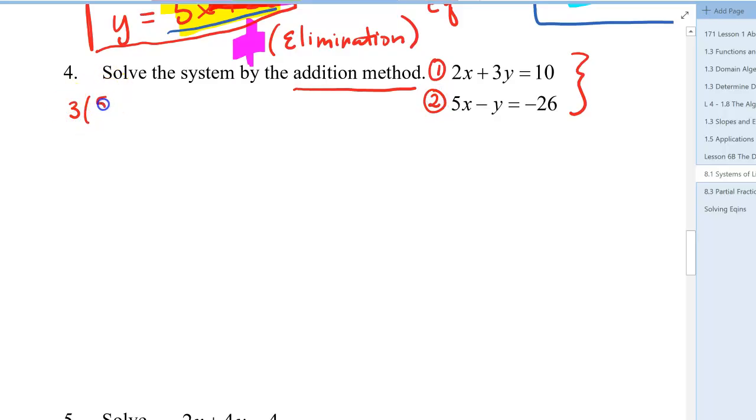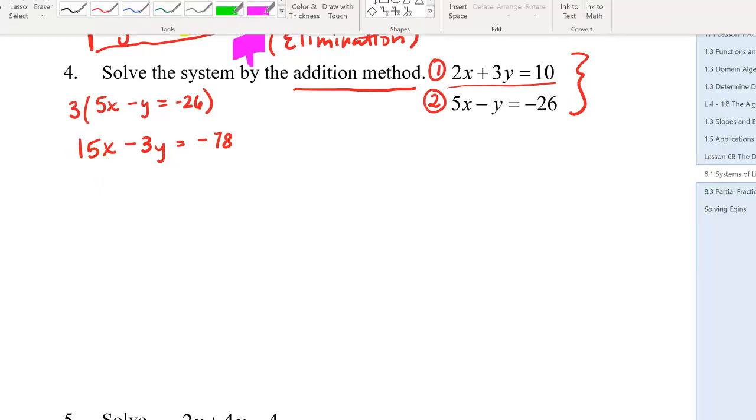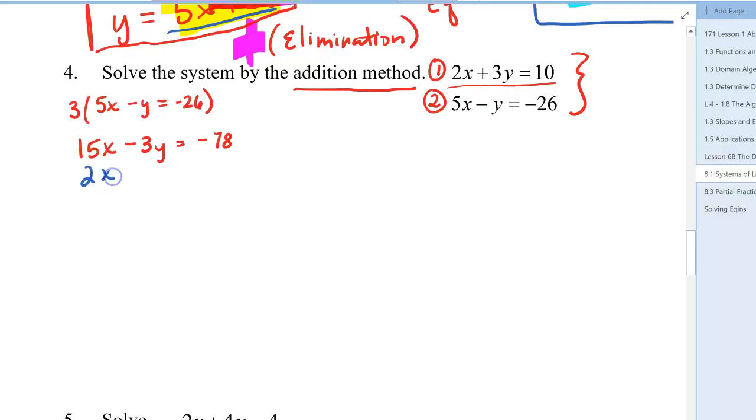So 3 times 5x minus y equals negative 26, which will give us 15x minus 3y equals negative 78. Now if I bring equation 1 underneath, that is 2x plus 3y equals 10. And what I'm going to do is then add these two equations together, which is where the name, the addition method, comes from.